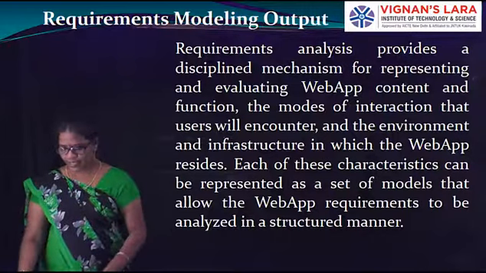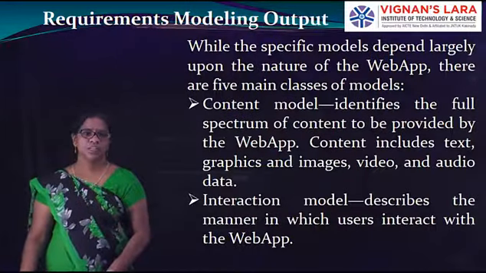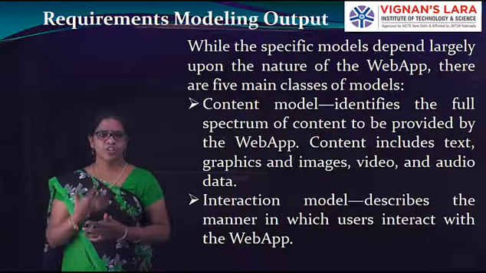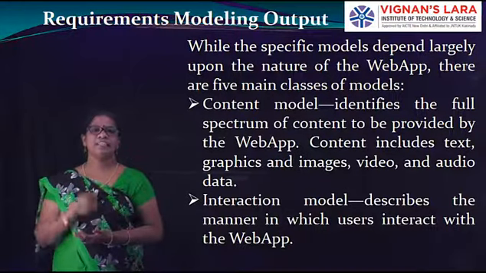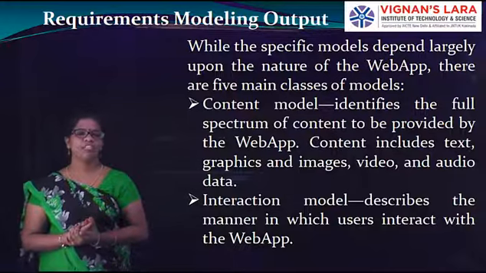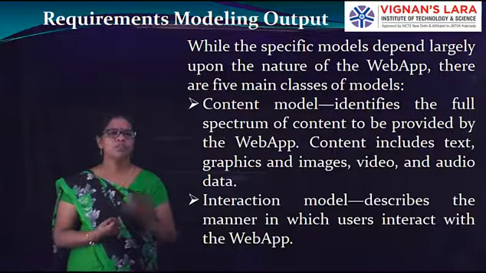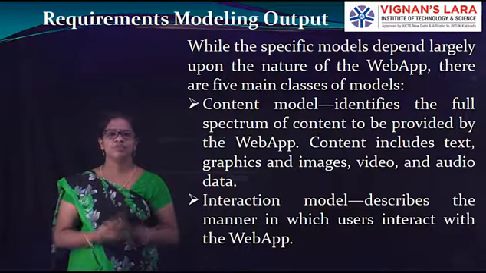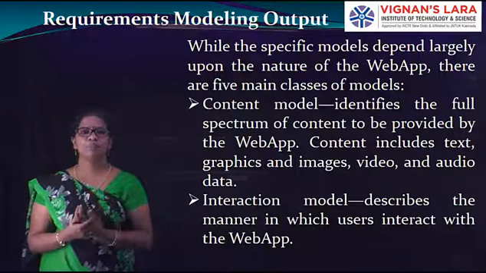Okay, and next coming to the models. While the specific models depend largely upon the nature of the web app, there are 5 classes of models. The first model is the content model. This content model identifies the full spectrum of the content. So what is this content? What content are you placing in the web apps?